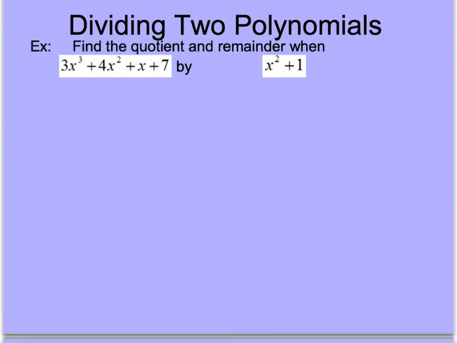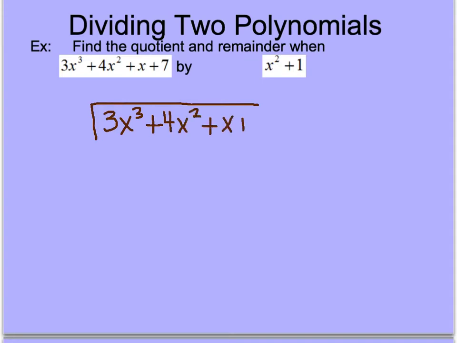Okay, so we're going to divide these two polynomials. This one right here will go within the division symbol. And so that's 3x cubed plus 4x squared plus x plus 7. And the other one will go on the outside. Now I do want y'all to make a note that you see how each of these polynomials is in descending order from greatest exponent to least? That's how you want them when you're doing division. So if they're not in order, we're going to have to order them, but these are.